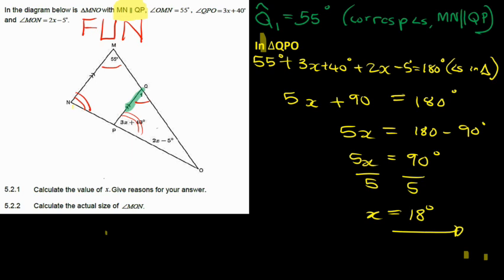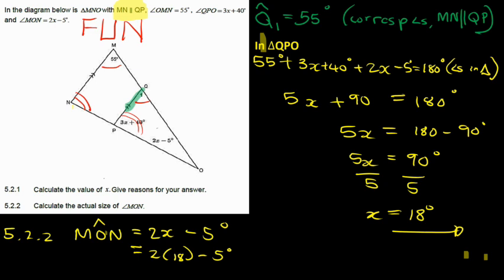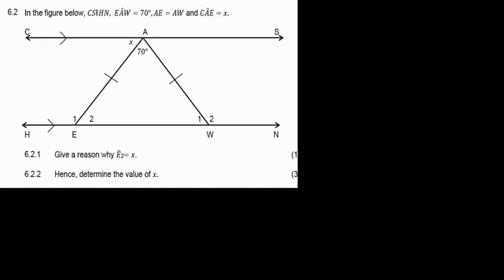Then let's look at 5.2.2. It says calculate the actual size of angle MON. Let's see, angle MON is equal to 2x minus 5 degrees. We know what x is, and x is 18, so it's 2 times 18 minus 5 degrees. Therefore, the answer is going to be 31 degrees, and that is your answer.